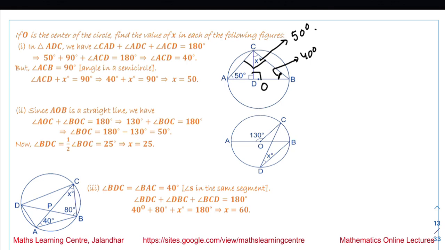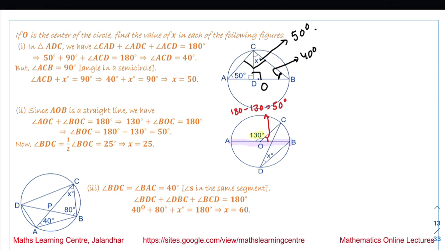Similarly, in the next question, we are given this angle AOC is 130 degrees. This 130 degrees is given to us. Now AOB is a straight line. It means this remaining angle over here will be 180 minus 130, which is equal to 50 degrees.